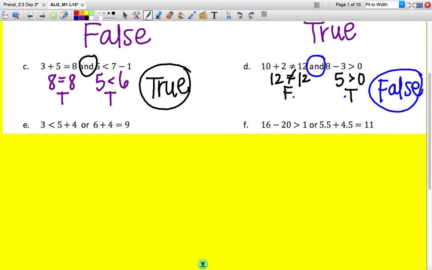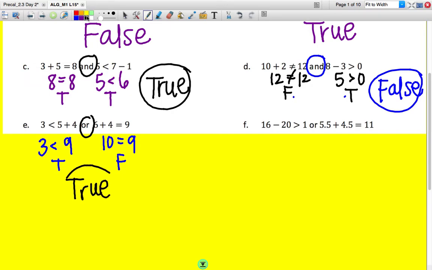Look at part E. 3 is less than 5 plus 4, which makes 9. 3 is less than 9 is true. 6 plus 4 is 10. 10 equals 9 is false. The key word here is or. Or means that only one condition has to be true. And in this case it is, which makes this example true.